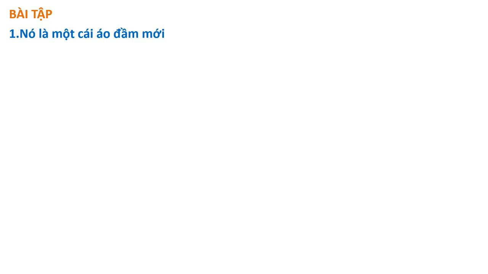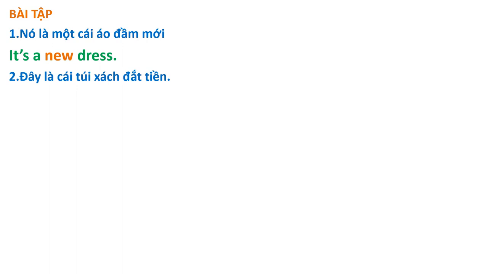Bài tập. Nó là một cái áo đầm mới. It's a new dress. Đây là cái túi xách đắt tiền. This is an expensive handbag.